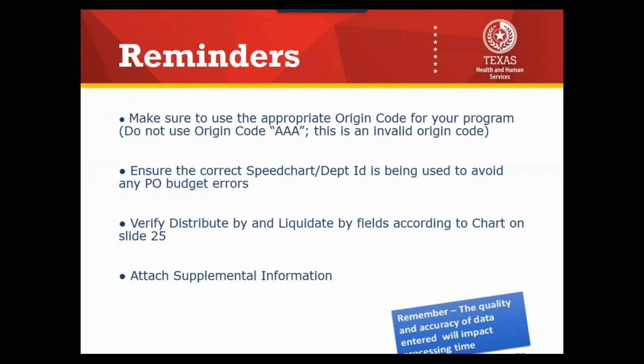The last thing I will discuss is some reminders. So at the end of the day, please, when you're doing your requisitions, make sure you are using your appropriate origin code. Do not use that AAA category. It's an invalid origin code and will mess up your approvals. Ensure that you're using the correct speed chart and department ID, because you do not want to cause any PO budget errors, right? That's setting up your chart fields, and you don't want them to say that they can't pull the funding that they need to.